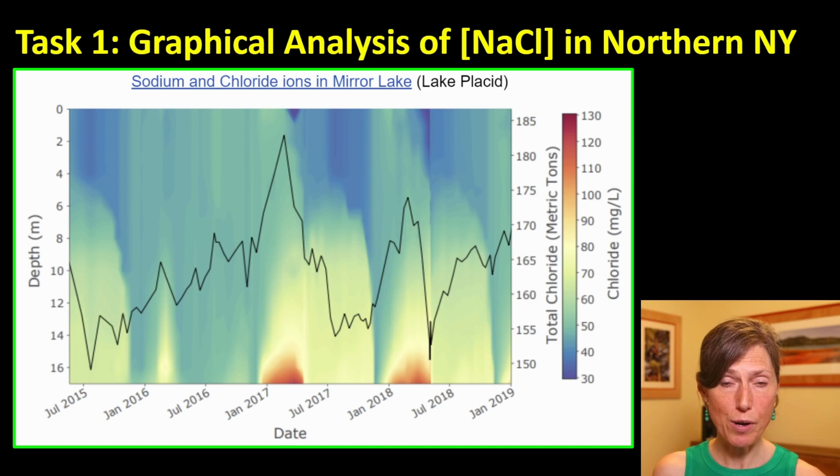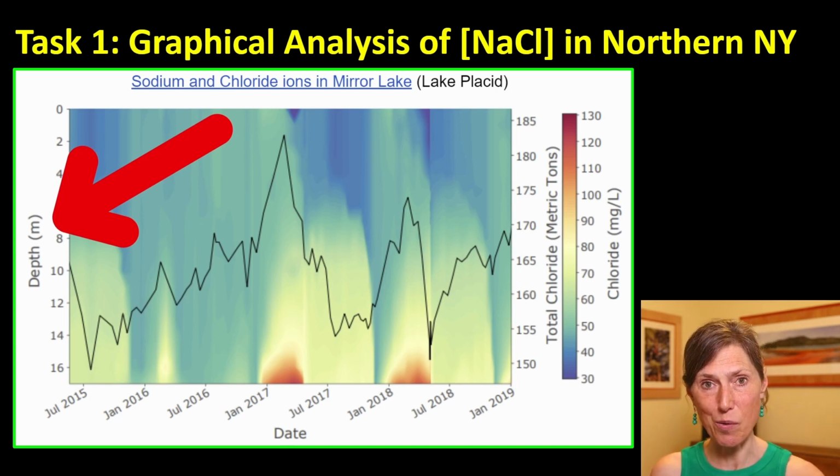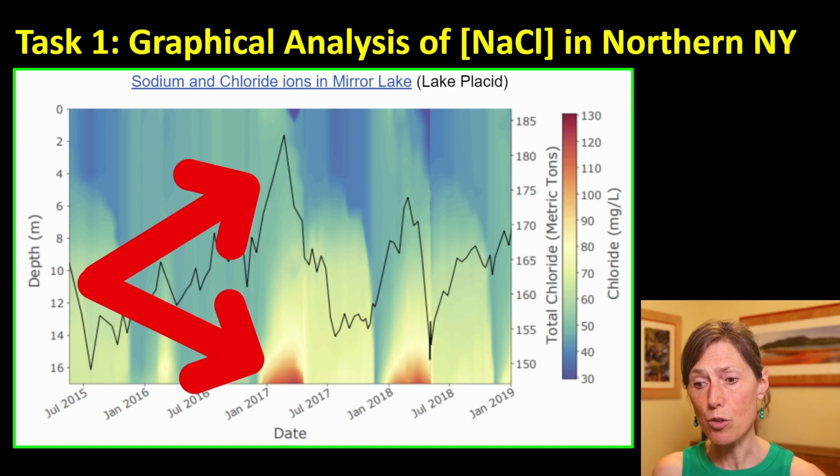The third and last graph that the students are answering for this first task focuses on sodium and chloride ions in Mirror Lake in Lake Placid. The left y-axis emphasizes the depth, so you have to follow the black line across the graph. If we look at the 2 arrowheads, the first peak is in the winter of 2017, when total chloride has reached levels as high as 180 to 185 metric tons. And the greatest amount of chloride ions is at a depth of about 16 meters.